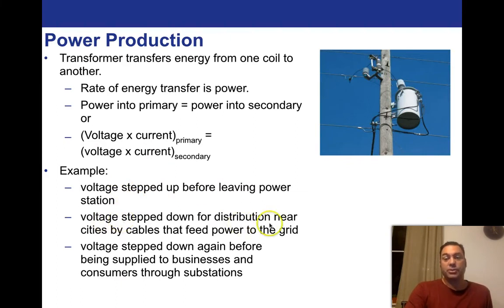The voltage is stepped down for distribution near cities by cables that feed power to the grid. So as these high voltage cables go across an entire landscape, once they get near their destination, they get stepped down to 220 or whatever it is locally, because it doesn't necessarily need to be that efficient. It's very close to its destination. Voltage is stepped down again before being supplied to businesses and consumers through substations, right? So at that point, it might go from 10,000 to 220, or 10,000 to 1,000 and then down to 220 or 120. Pretty normal process. The idea is to constantly step it down to the point where you can use it in your house.